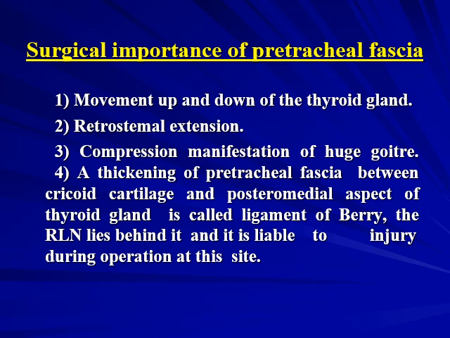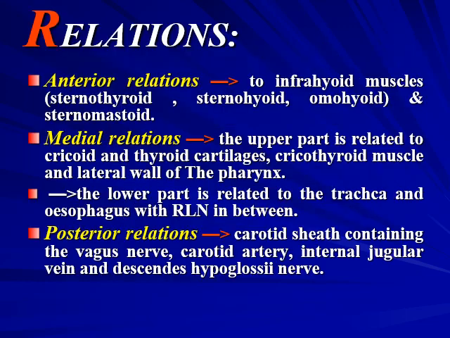And number four, there is a thickening in this pretracheal fascia between the cricoid cartilage and the posteromedial aspect of the thyroid gland. This is called the ligament of Berry. This is very important surgically because the recurrent laryngeal nerve lies behind it, and it is liable here to be injured during the operation of thyroidectomy.